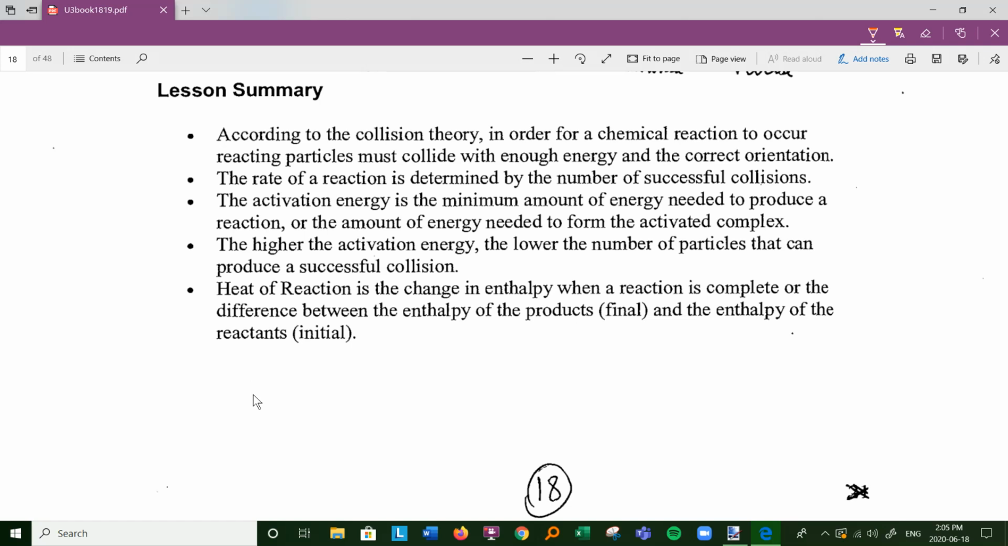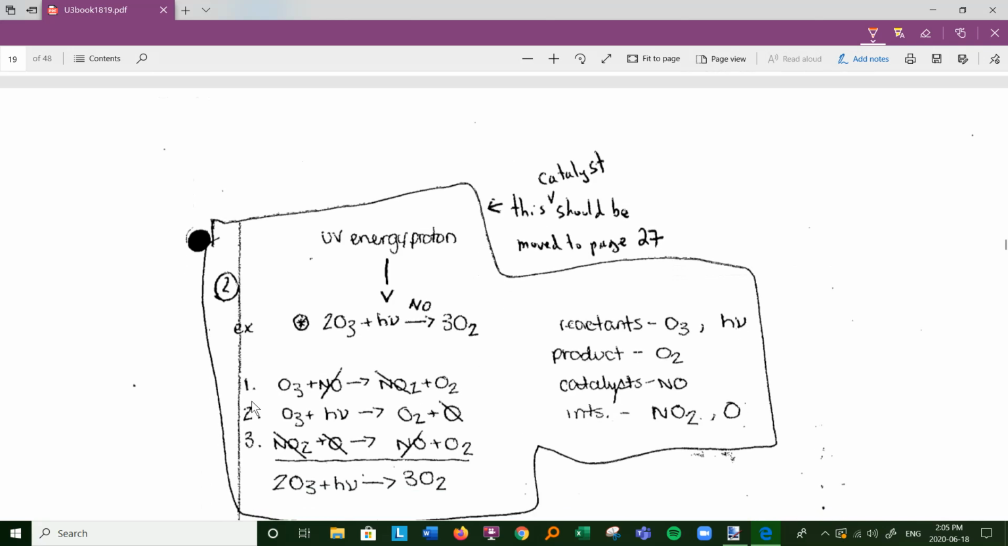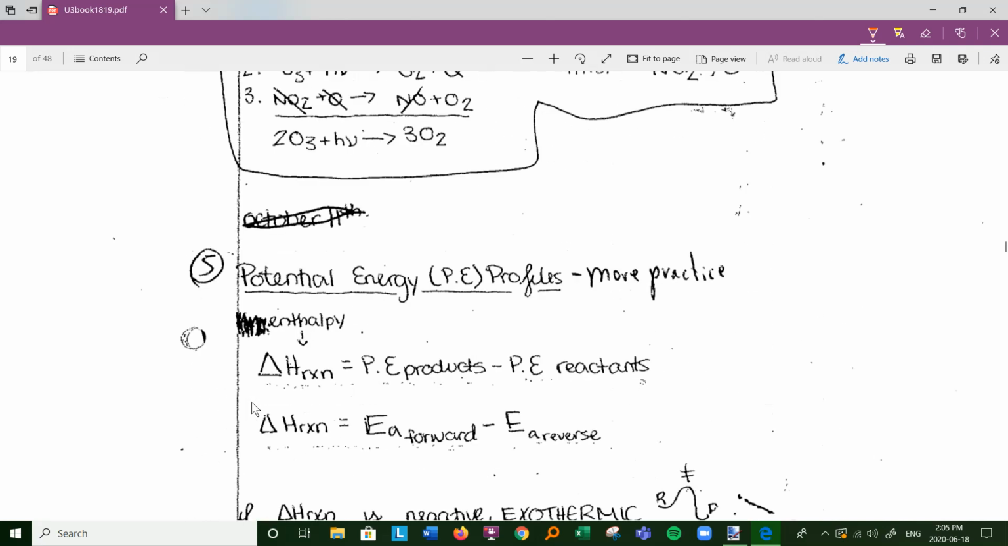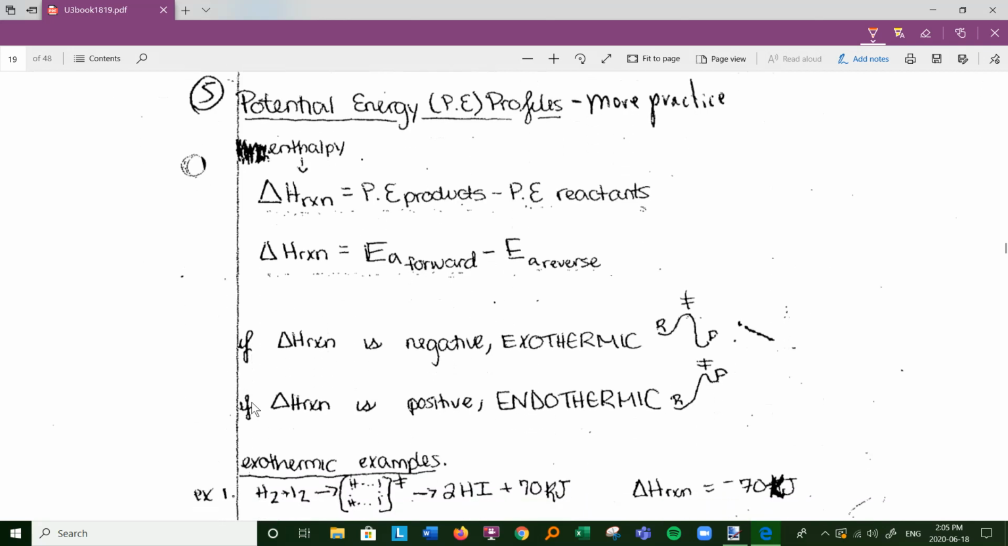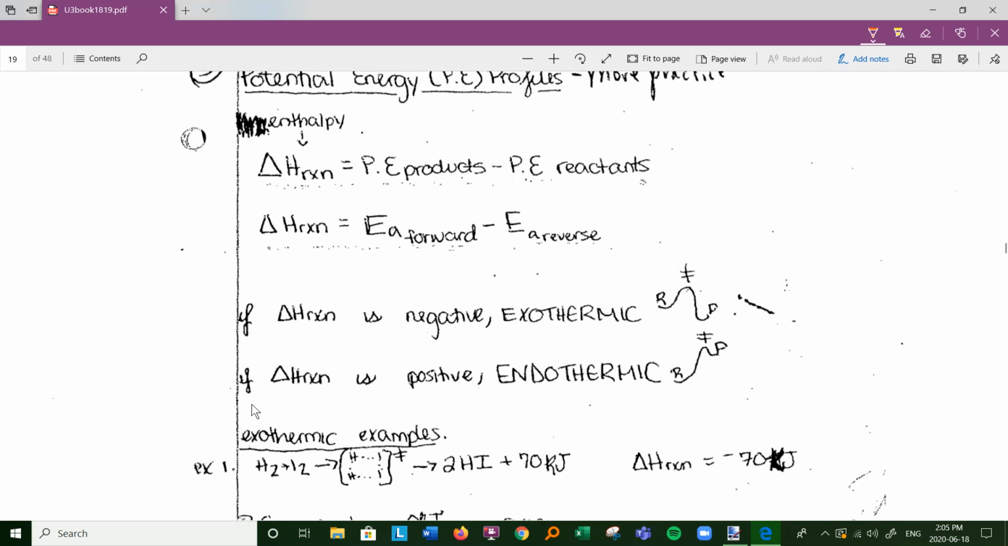And heat of reaction is a change in enthalpy when a reaction is complete, or the difference between the enthalpy of the product and the enthalpy of the reactants. Final minus initial. Catalyst, oh, that should have been on another page. So let's go and look at a few more practice things for potential energy graphs.